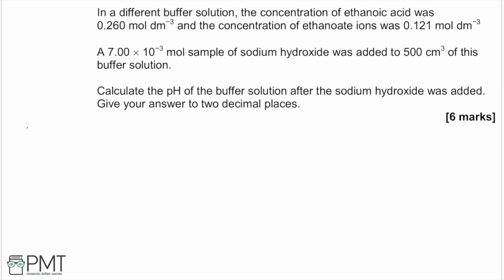This next question is a 6 marker and tells us that in a different buffer solution, the concentration of ethanoic acid was 0.26 molar and the concentration of ethanoate ions was 0.121 molar. We are then told that a 7.00 times 10 to the minus 3 mole sample of sodium hydroxide was added to 500 centimeters cubed of this buffer solution. We are then asked to calculate the pH of the buffer solution after the sodium hydroxide was added.